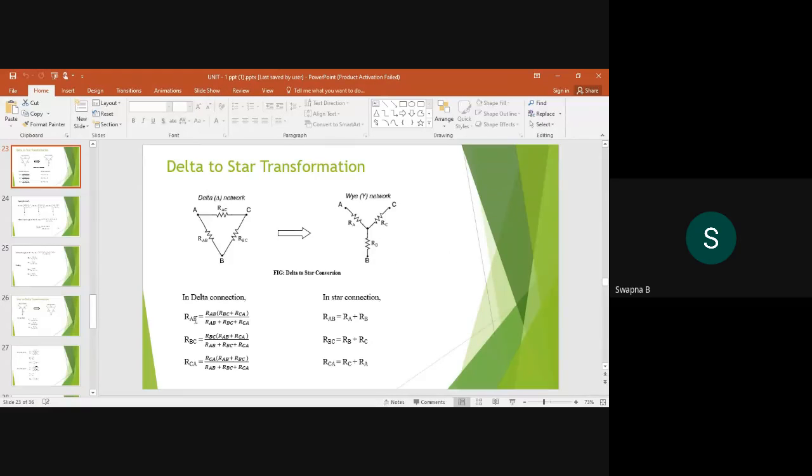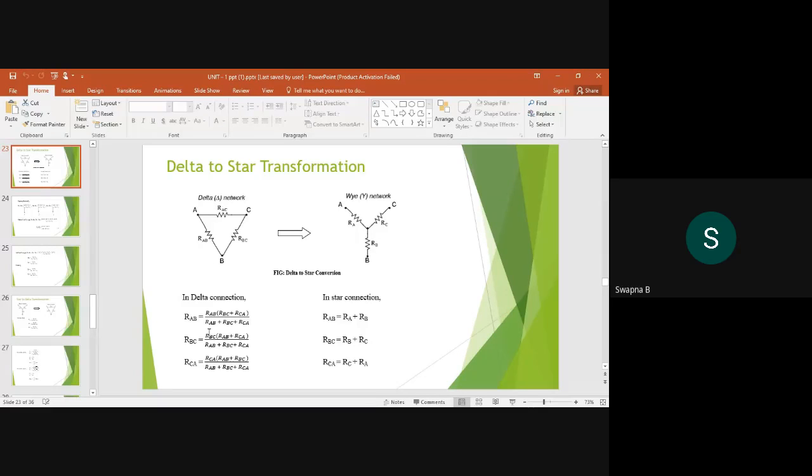So first we are going to write the equation for resistance present in the delta network. This arrow mark indicates conversion of delta to star. So our output is the star network. So output parameters are RA, RB, RC in terms of RAB, RBC, RAC. So we are going to find out RA, RB, RC in delta to star transformation. In delta connection, I'm going to write the equation for RAB, RBC, RCA.